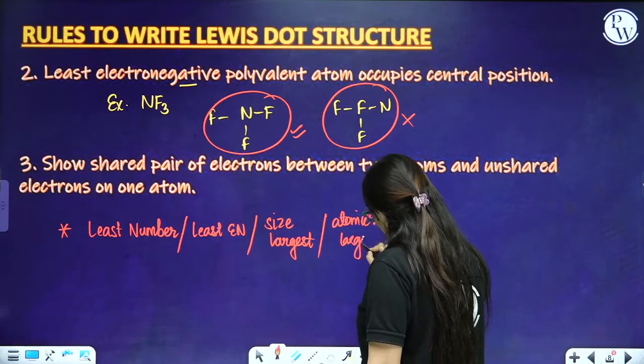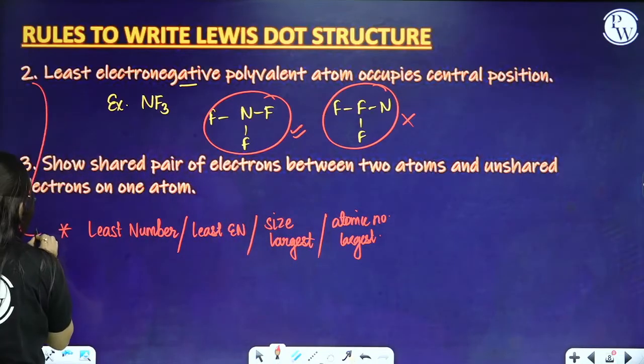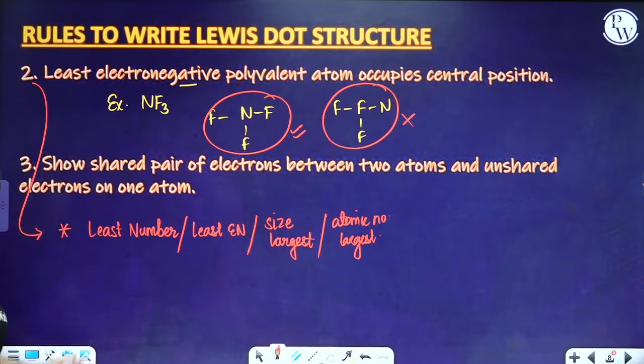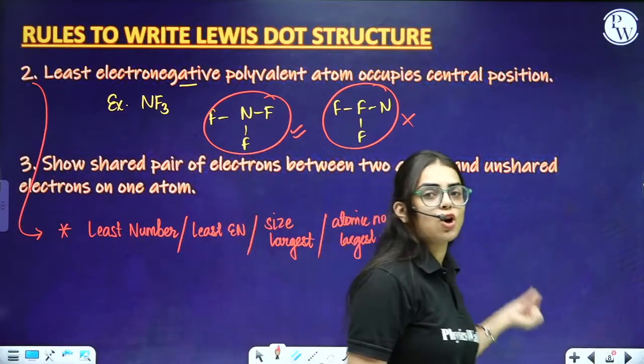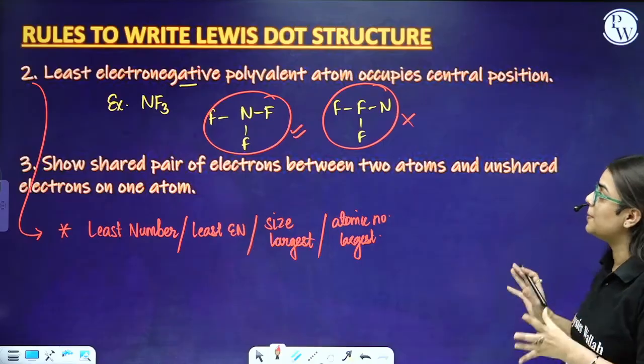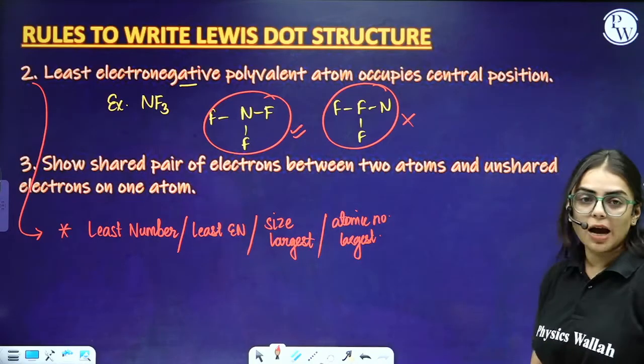largest. So this is basically rule number two, which is modified further. Least number, then least electronegativity, then largest size, then largest atomic number. Do remember this, students. Clear, everybody? Clear? Now the next part.